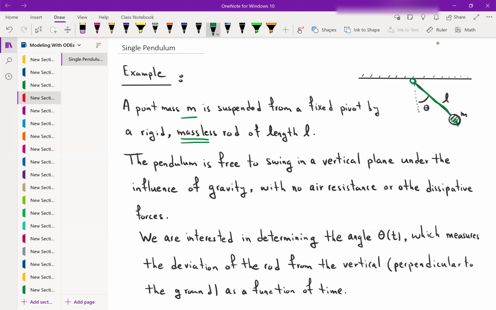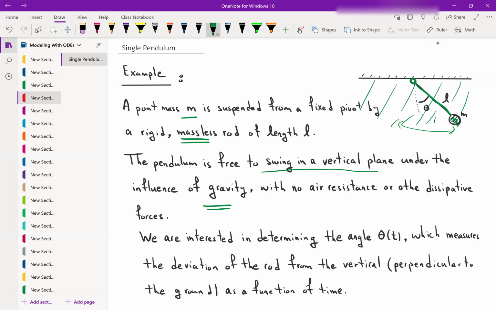So we have this pendulum hanging from the ceiling. It's swinging back and forth on this frictionless pivot point that we have on the top. So the pendulum is free to swing in a vertical plane. This is our vertical plane. The pendulum is swinging in this vertical plane under the influence of gravity.